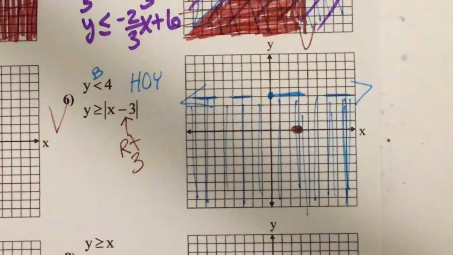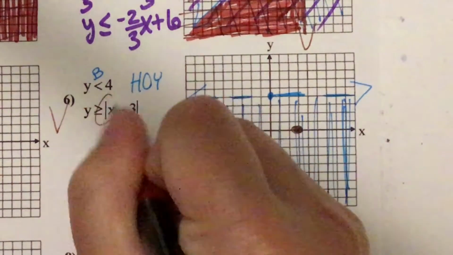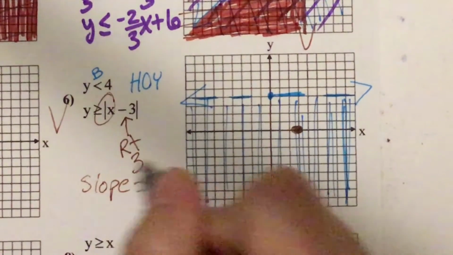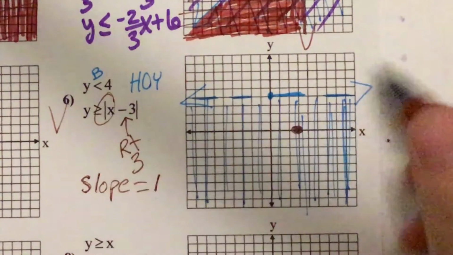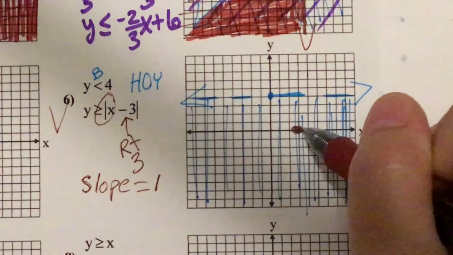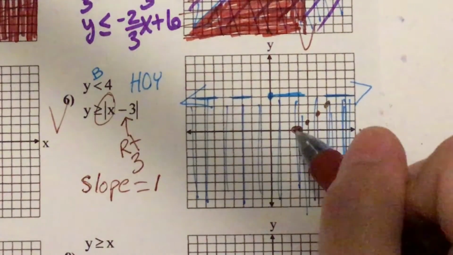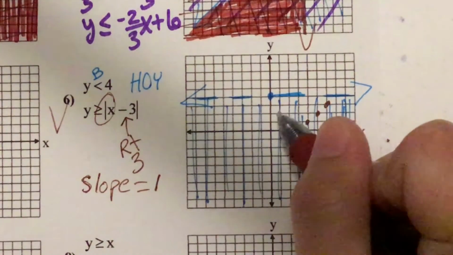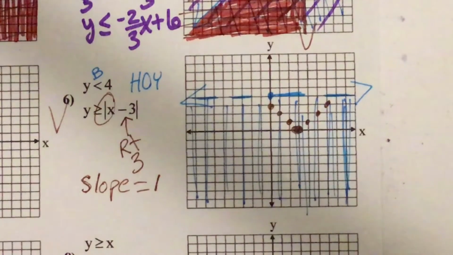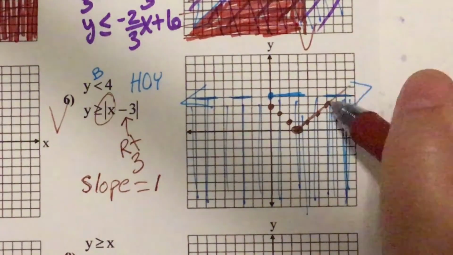Okay, and then what's the slope? The slope is 1. There's nothing in front of that x at all, so that's understood to be a slope of 1. Okay, so I'm going to go up 1 and right 1, up 1 and right 1, up 1 and right 1. And then to get the other half, go back to your vertex and go up one and left one, up one and left one, up one and left one. Okay, solid or dashed? Solid. There's an equals, so let's make this a solid V.